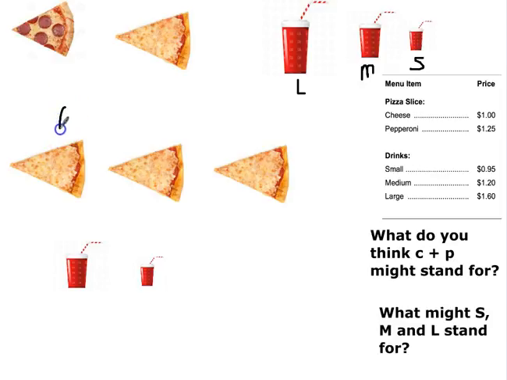And if you said this is going to be C plus C plus C plus M plus S, you're absolutely correct. You have 3 cheese pizza slices, a medium drink, and a small drink.